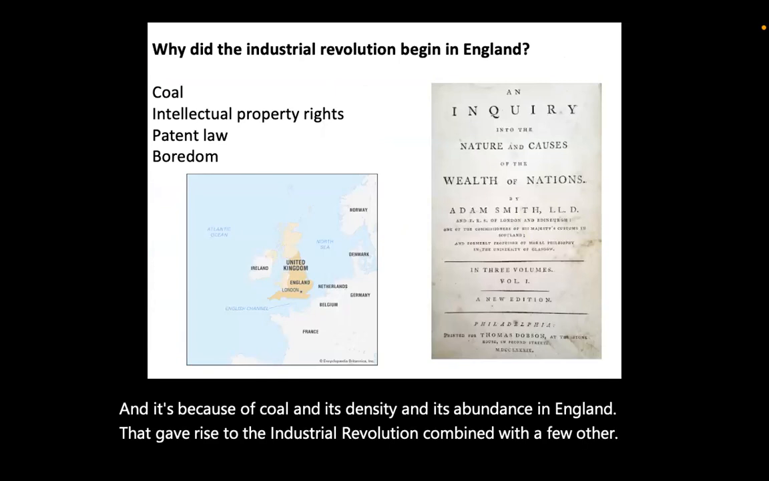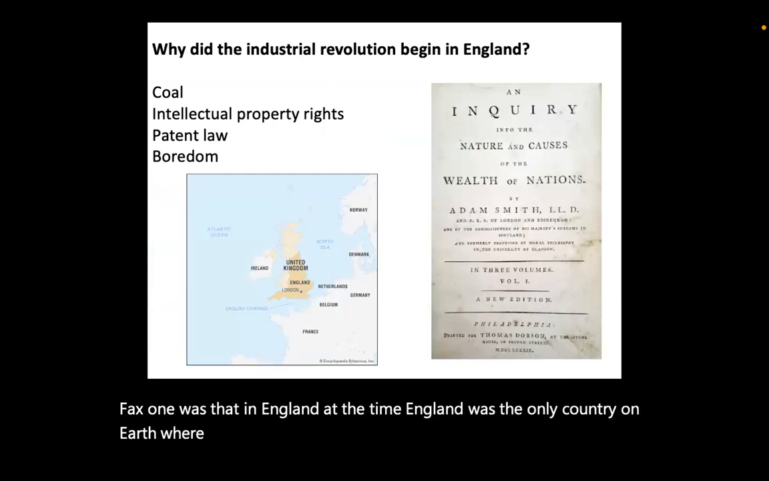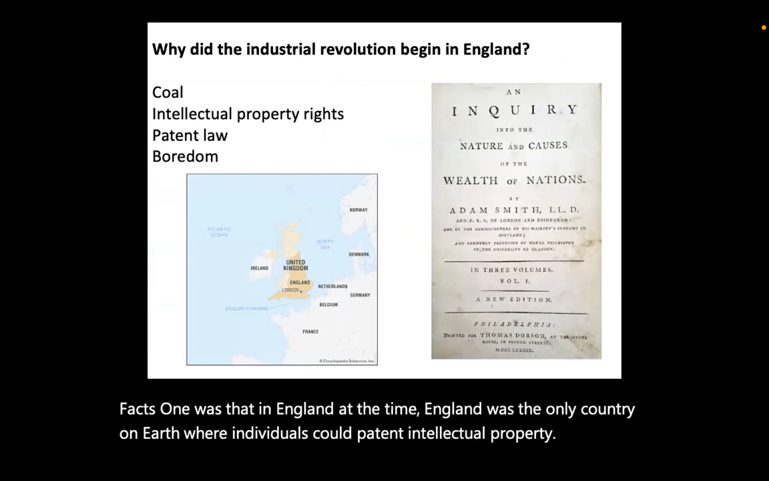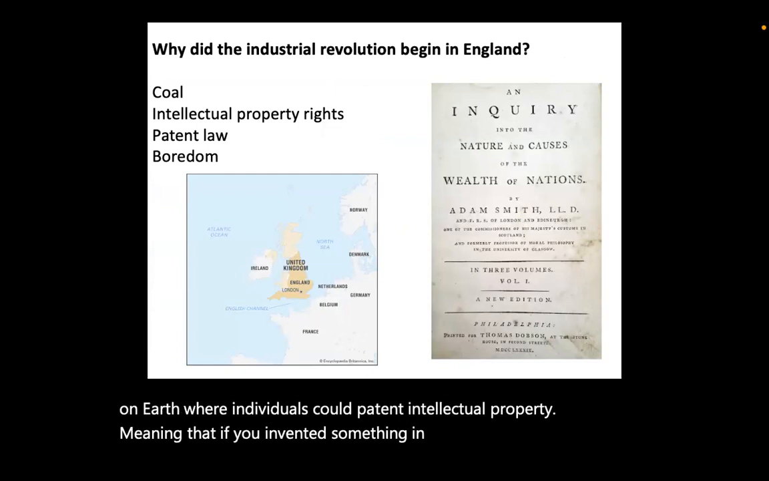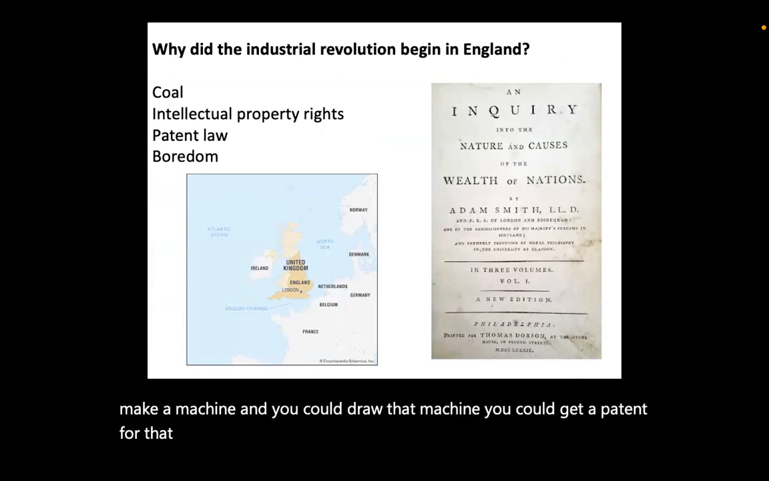One was that in England at the time, England was the only country on earth where individuals could patent intellectual property, meaning that if you invented something in your mind and you could make a machine and you could draw that machine, you could get a patent for that machine. And Thomas Newcomen in 1712, he did just that. He patented the steam engine.